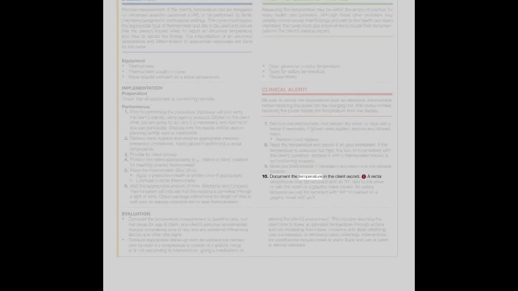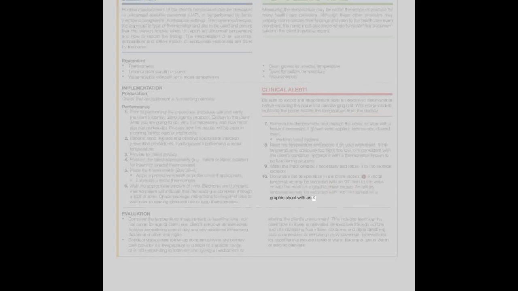9. Wash the thermometer if necessary and return it to the storage location. 10. Document the temperature in the client record. A rectal temperature may be recorded with an R next to the value, or with the mark on a graphic sheet circled. An axillary temperature may be recorded with AX or marked on a graphic sheet with an X.